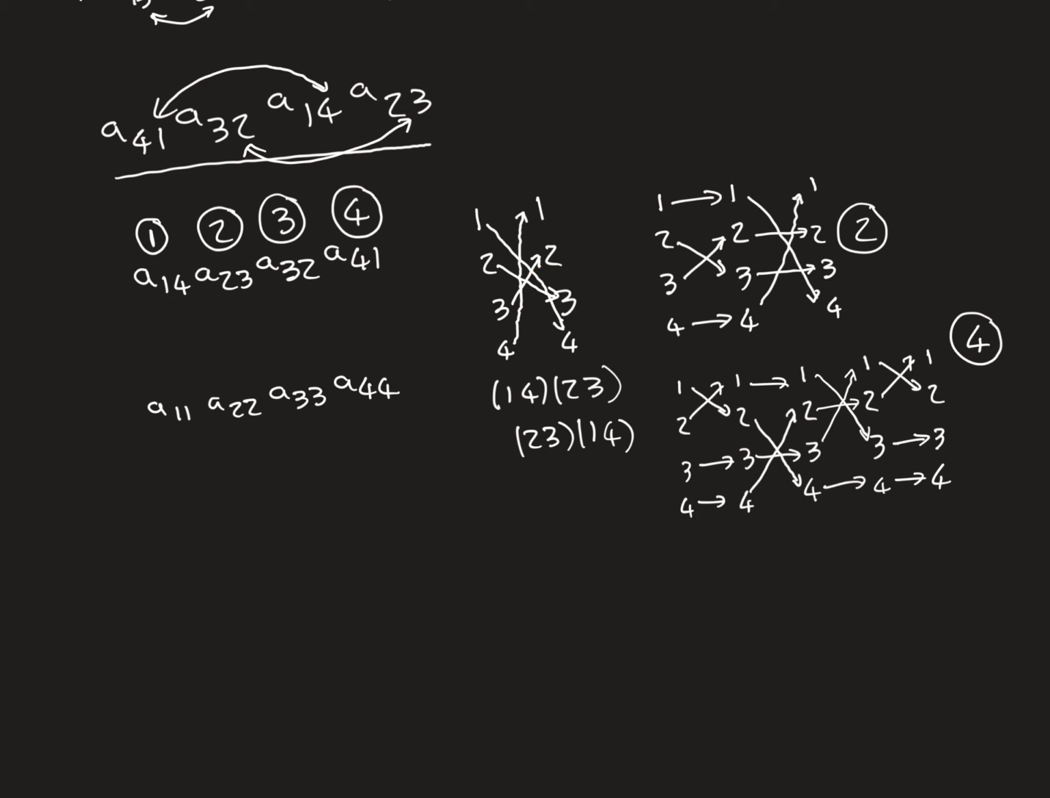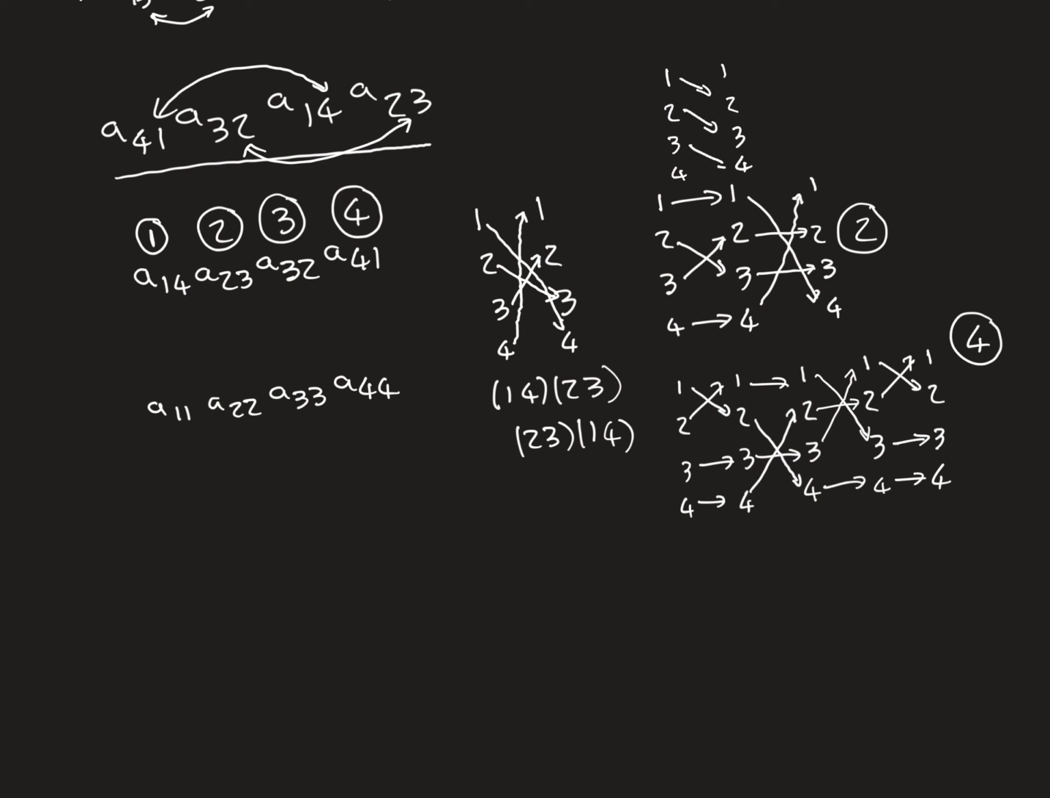Likewise, if you had an odd permutation, so for instance if we had, let's say, a 3 cycle, well actually a 3 cycle is an even permutation. Let's take a 4 cycle, which is an odd permutation.